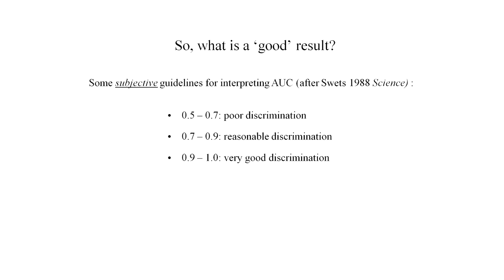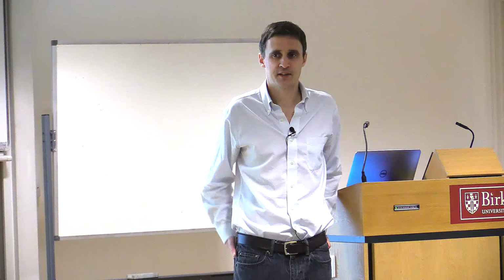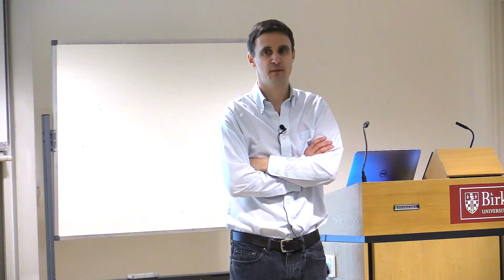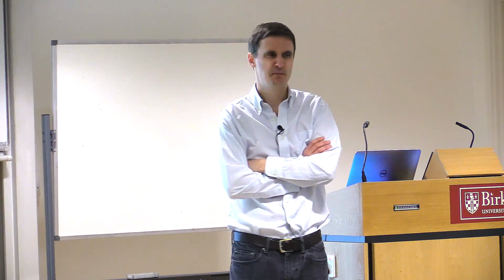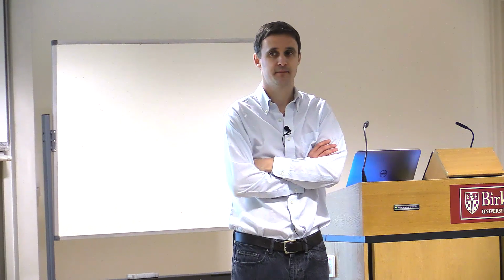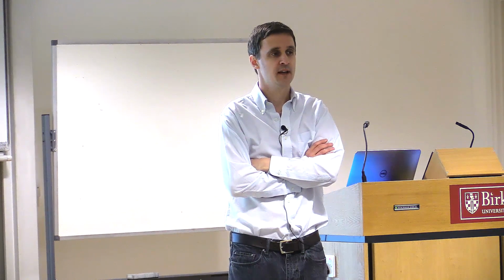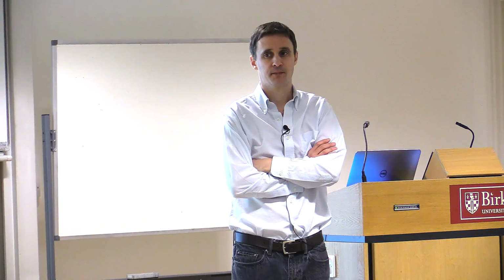This is from a very well-known paper that's not specific to our field at all, but is saying if you've got a value from 0.5 to 0.7, you've got very poor discrimination. Pretty good, reasonable, 0.7 to 0.9. Anything above 0.9, you've got very good discrimination. And that's largely what's used in our field, that if you get AUC values above 0.9, you're doing pretty well. I think we're finding in practice that it's a bit of a low bar. It's pretty easy to do in many cases. So we need to think about this some more.